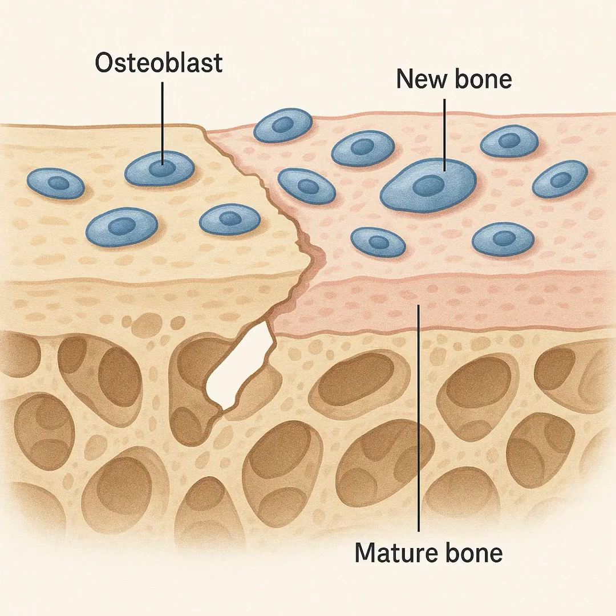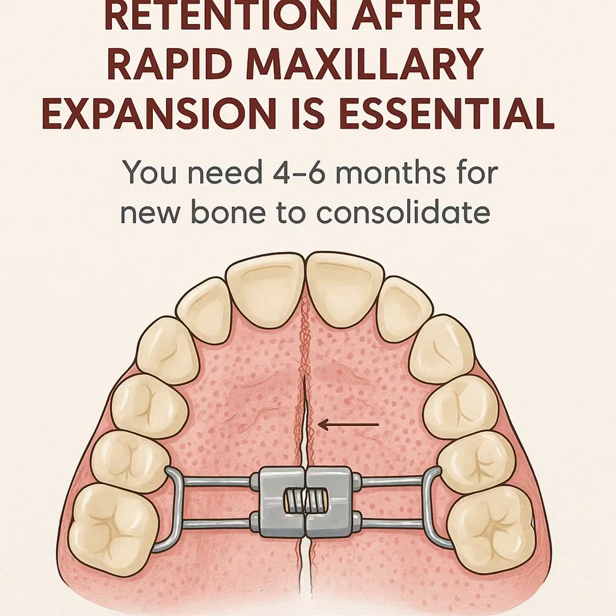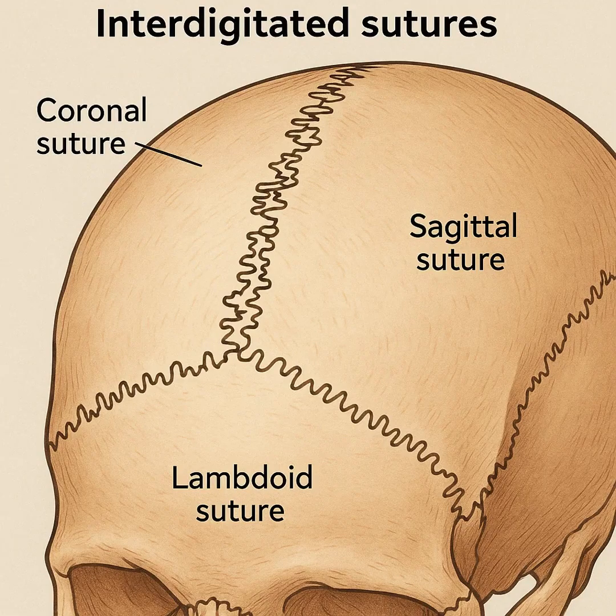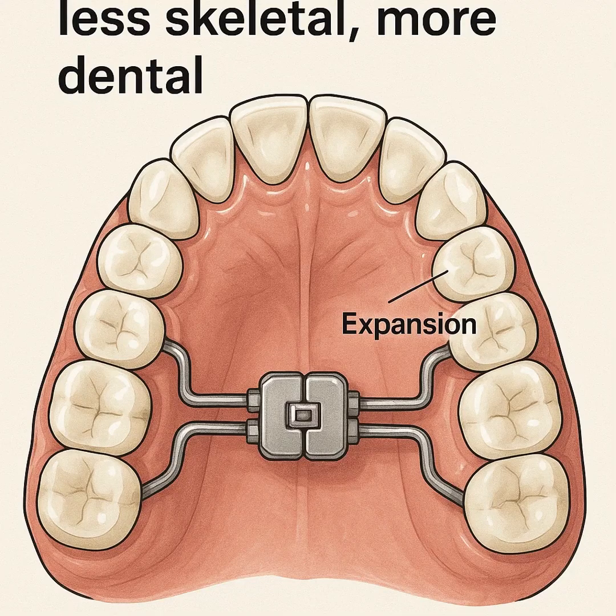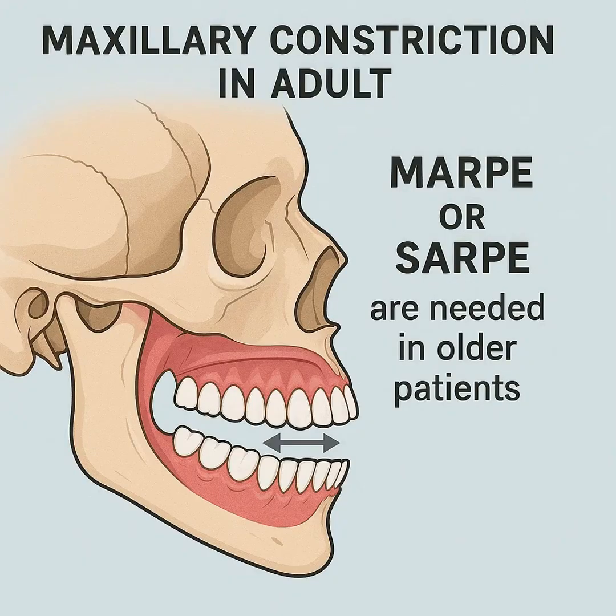Then comes an anabolic phase. Osteoblasts lay down bone to fill the gap. This is why retention after rapid maxillary expansion is essential. You need 4 to 6 months for new bone to consolidate. In adolescents and adults, sutures become interdigitated like puzzle pieces. Expansion becomes less skeletal, more dental. That is why MARP or SARP are needed in older patients.